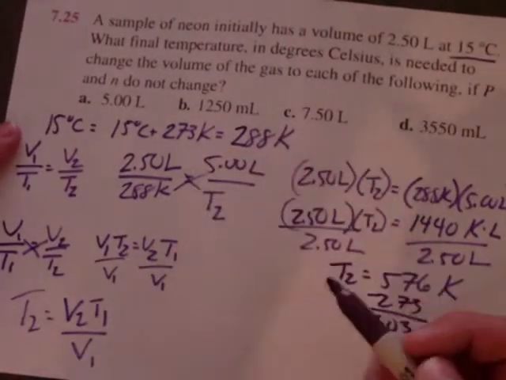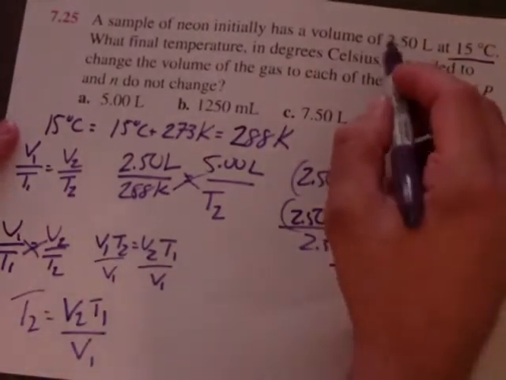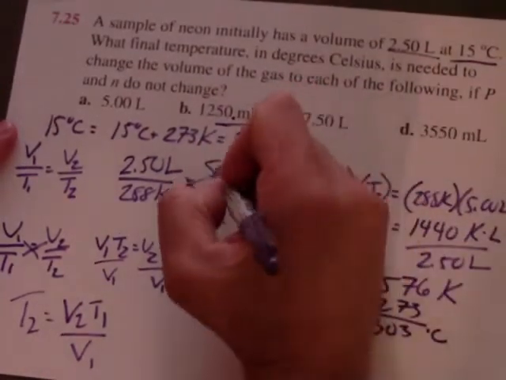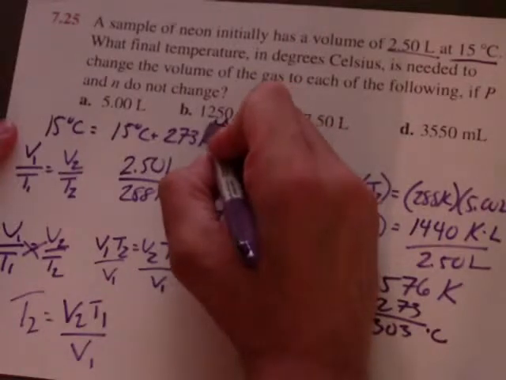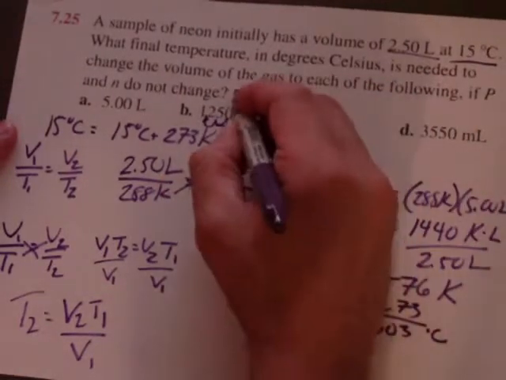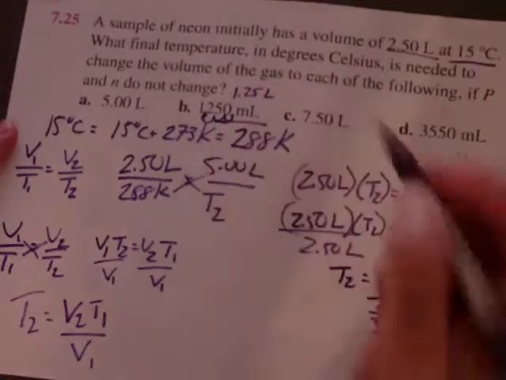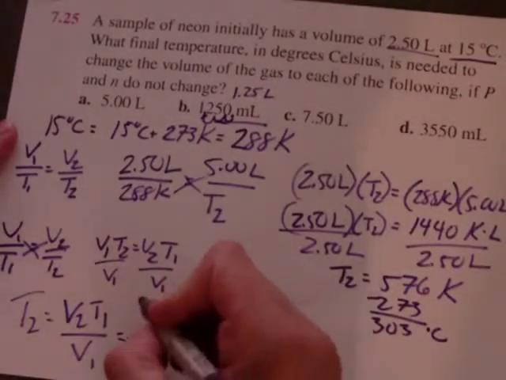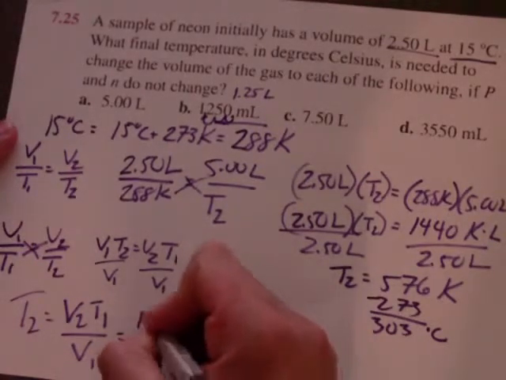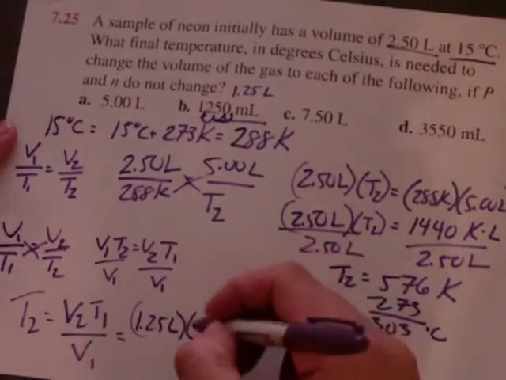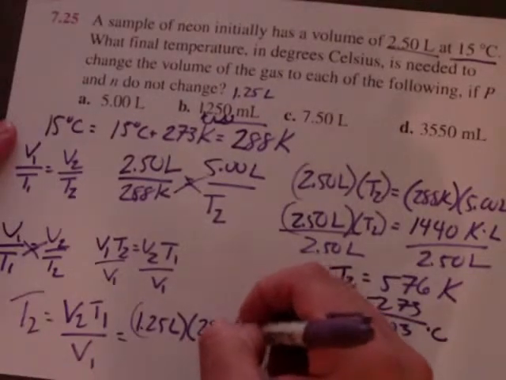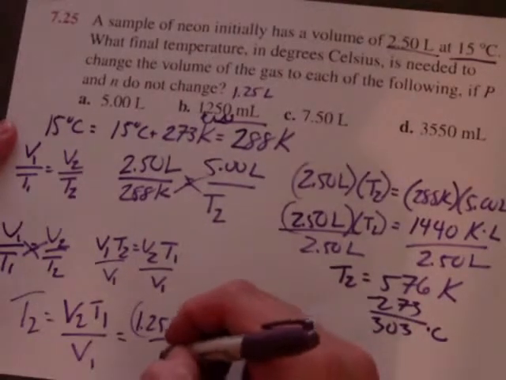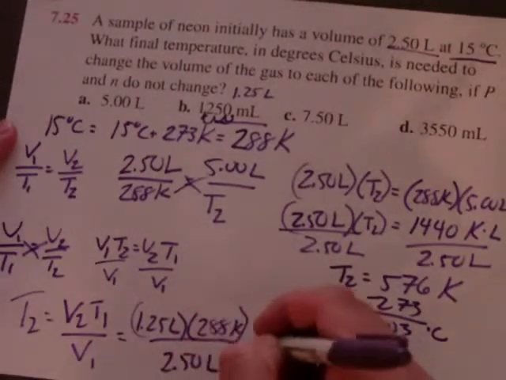Here in B, we notice that we have liters and we got milliliters, so again, we need to do our conversion. We move the decimal over 3 spots, so we get 1.25 liters. And so our V2 is 1.25 liters, our T1 is still the 288 Kelvin, and our V1 is the 2.50 liters.